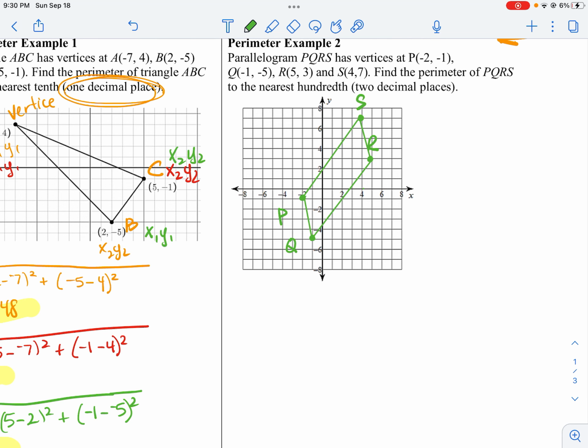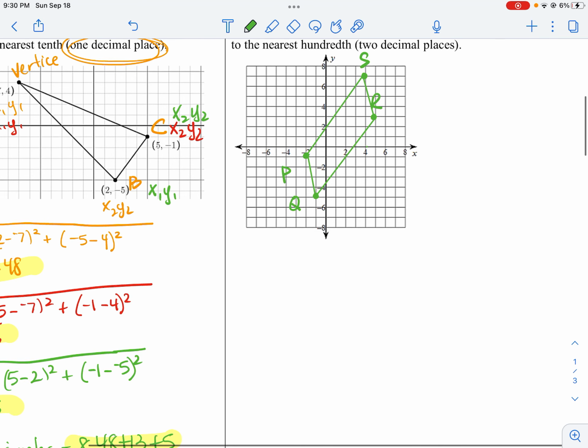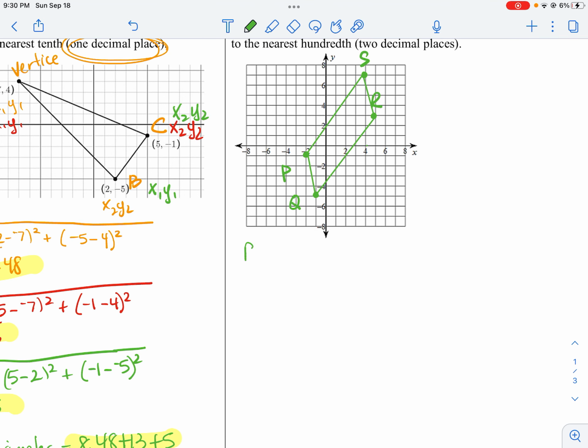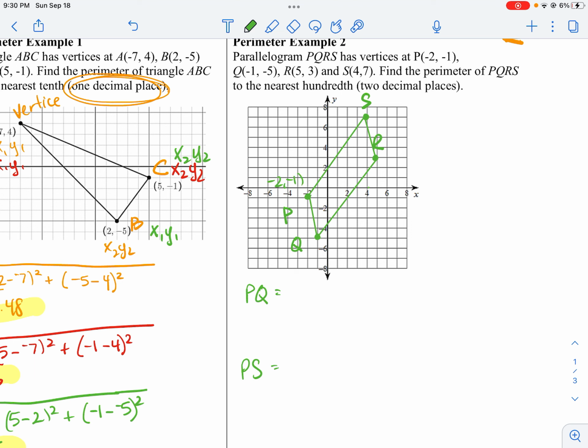So again, I'm just going to go through and do the distance formula 4 times. So we have P, actually I only have to do it twice, because if they're parallel, they should be the same distance. So I'm going to find PQ, and then I'm going to find PS. So P was -2, -1. Q was -1, -5. And S is 4, 7.